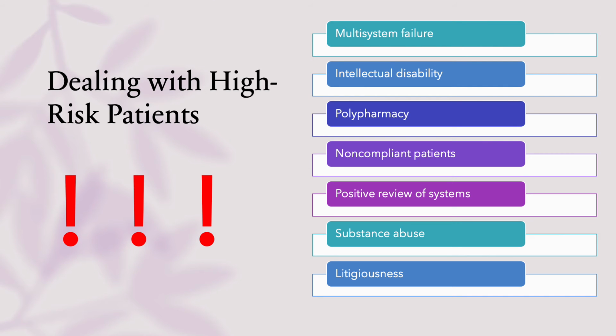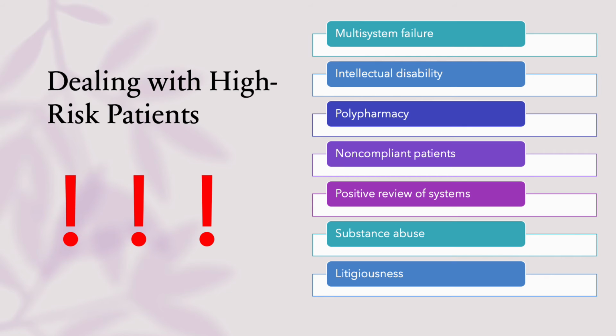It is very important to note that some patients are a lot more likely to have legal troubles come with them than others are. These are considered high-risk patients, and here we've included a list of things to watch out for. With patients that have multi-system failure, it's very important to work with a consultant to make sure all of your steps are not missing or anything like that. With a patient with intellectual disability, you want to make sure that their guardian is present for any type of consent. With giving multiple medications and polypharmacy, you want to make sure your patient is fully educated on all of the effects and side effects of the medications they're taking.